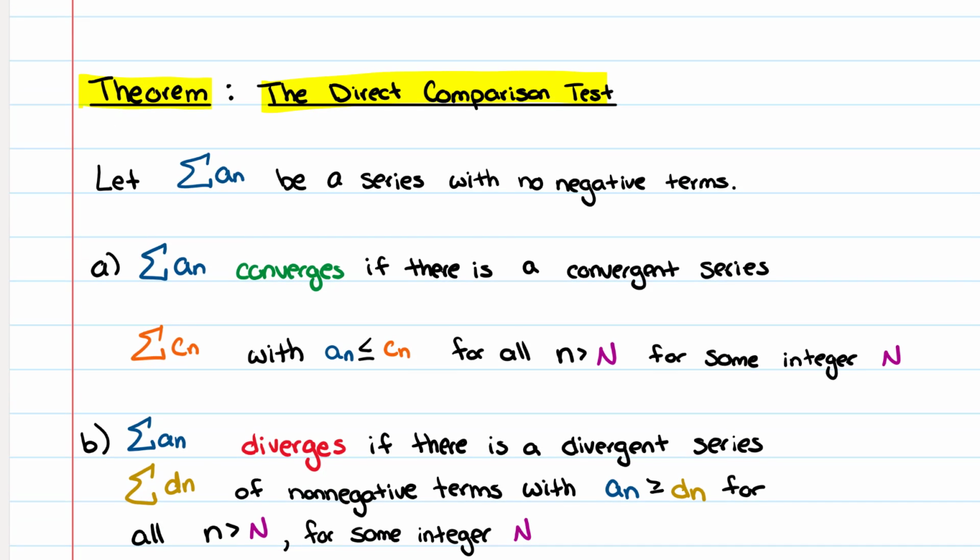We let a sub n be a series with non-negative terms. If that is true, then a sub n will converge if there is a convergent series c sub n, where a sub n is less than or equal to c sub n. What this means is that each term, like the third term of a, is smaller than the third term of c, and the fourth term of a is smaller than the fourth term of c. As long as the terms follow this rule, then the series a sub n will converge.